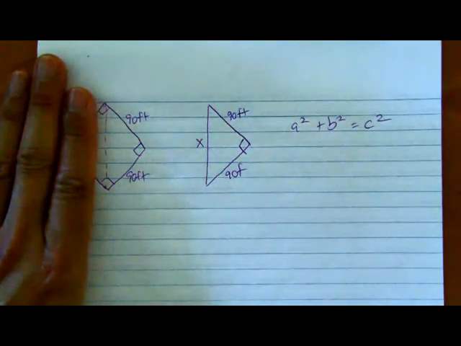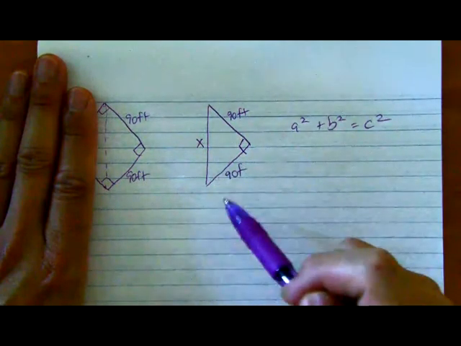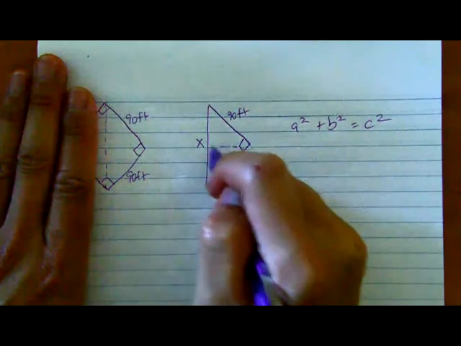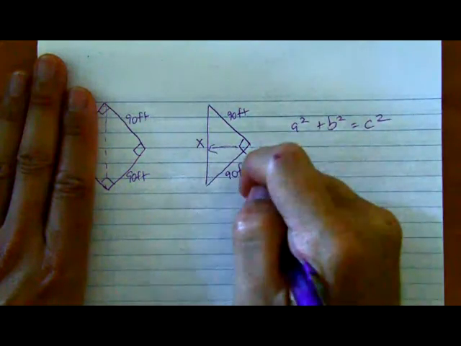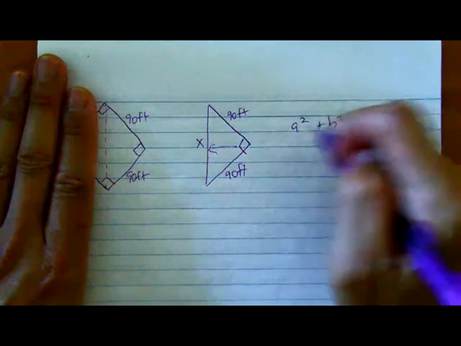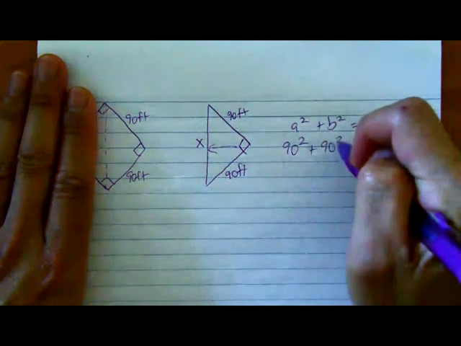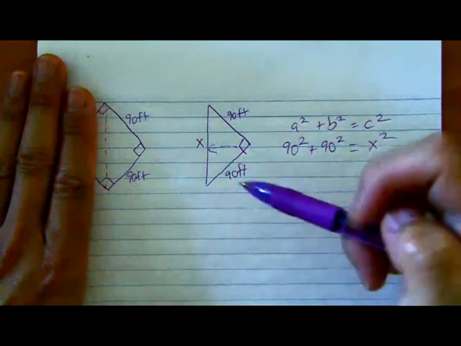Okay, we need to determine which two sides we have. Do we have the legs? Do we have a hypotenuse? If you look at how the triangle is, the 90 degrees points at the hypotenuse. So x is your hypotenuse. That means each of these are your legs. So the legs are a and b. 90 squared plus 90 squared is equal to x squared. Now we can solve for the distance from home plate to second base.